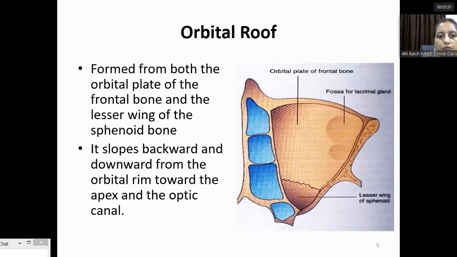Now what is the roof like? The roof is formed by the orbital plate of the frontal bone and a small part by the lesser wing of the sphenoid bone. It slopes backward and downward from the orbital rim towards the apex and the optic canal. So there is a sloping of this orbital roof.